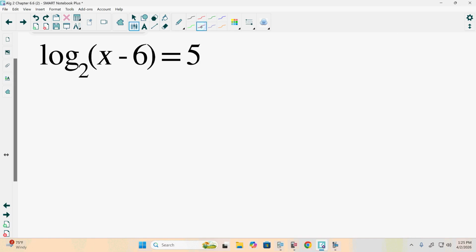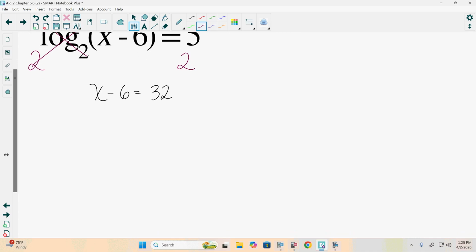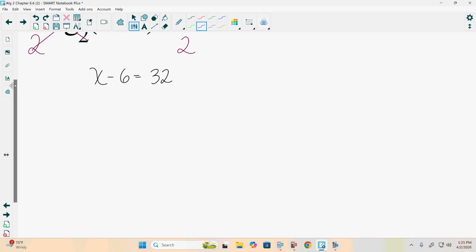Well, we have time, might as well. We're going to put both sides to the base of 2, and we know that those will cancel, telling me that x minus 6 is equal to 32. Add 6 to both sides, telling me x is equal to 38.